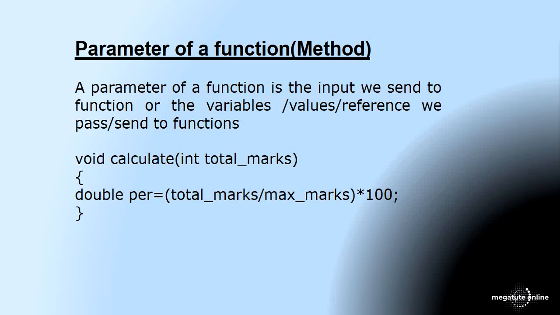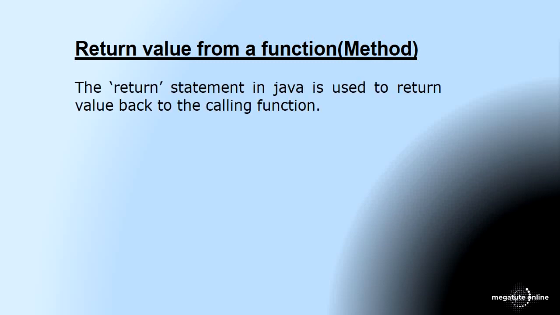Now let's move ahead and see what we have in our presentation. So we have understood the parameter, passing values to a function, and the two kinds of parameters we have. Now next is return value from a function. Just like we have learned that a function can take a value, you can pass an input to the function, similarly, a function can return back a value. You can return the value back to the calling method. So the return statement in Java is used to return a value back to the calling function.